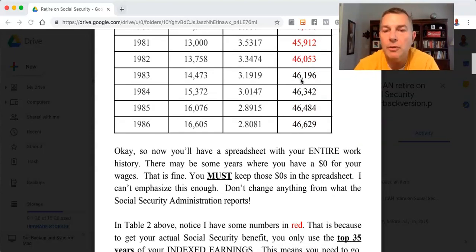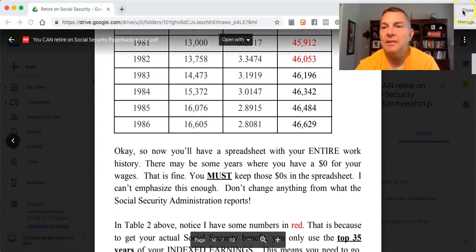Okay, so now you have a spreadsheet with your entire work history. There may be some years where you have a 0 for your wages. That is fine. You must keep those zeros in the spreadsheet. I cannot emphasize this enough. Don't change anything from what the SSA reports.